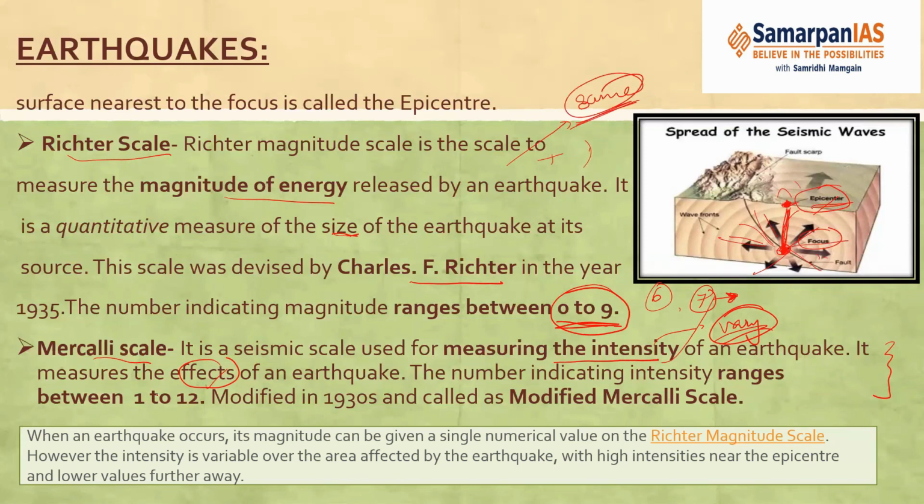The Mercalli scale ranges from 1 to 12, and it was modified in 1930, so it was given the name Modified Mercalli Scale. So there is a note: when an earthquake occurs, the magnitude is always given in a single numerical value from 0 to 9. The value is given on the Richter magnitude scale. However, as I told you, intensity is variable. Intensity depends on the effect of the earthquake. So intensity is variable over the area affected by the earthquake, with high intensities near the epicenter and lower values further away.